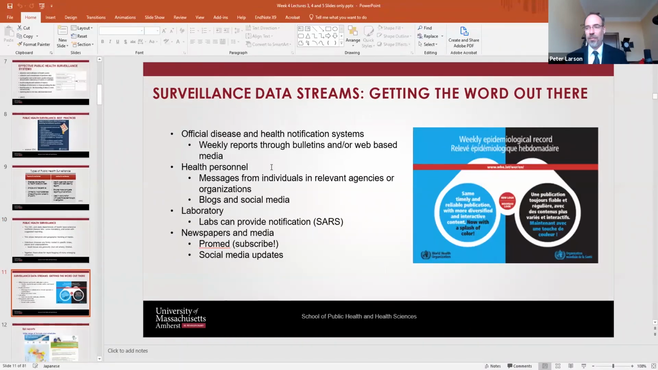So surveillance data streams, getting the word out there. And this is what we want. We're public health people, and public health people are communications people.